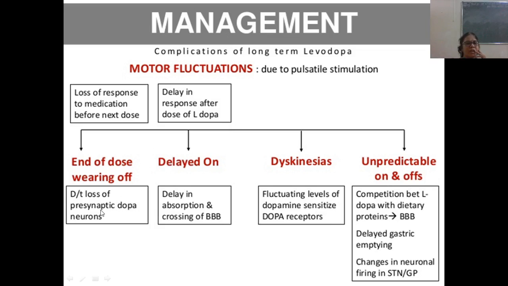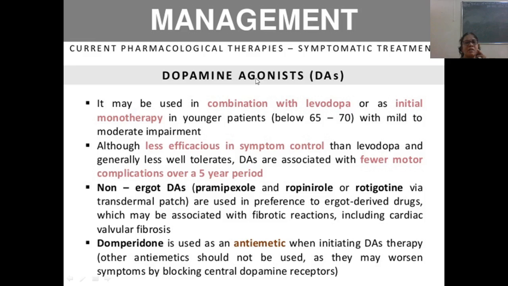End of dose wearing off is due to loss of presynaptic dopa neurons, and delayed onset is due to changes in absorption and crossing of the blood-brain barrier. Dyskinesias are due to fluctuating levels of dopamine, sensitized dopa receptors, unpredictable on and off complications, competition between L-dopa and dietary proteins that cross the blood-brain barrier, delayed gastric emptying, and changes in neuronal firing. These are the different complications of Parkinson's disease.